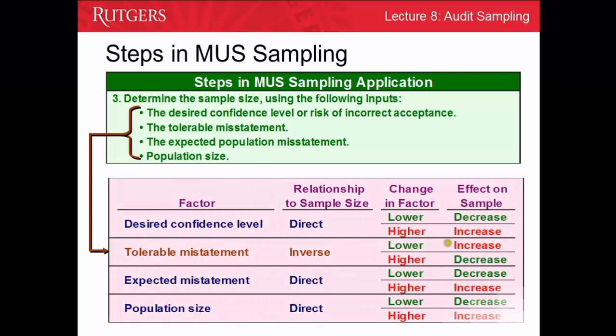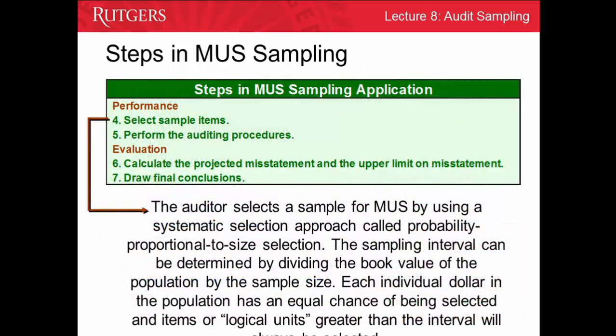So let's go back to the slides. The next step to apply MUS sampling is to select the sample items. In selecting the sample items, the auditor attempts to draw the sample in such a way that it accurately represents the population. The auditor can select a sample for MUS by using a systematic selection approach called probability proportional to size selection, often with the help of computer programs such as ACL.